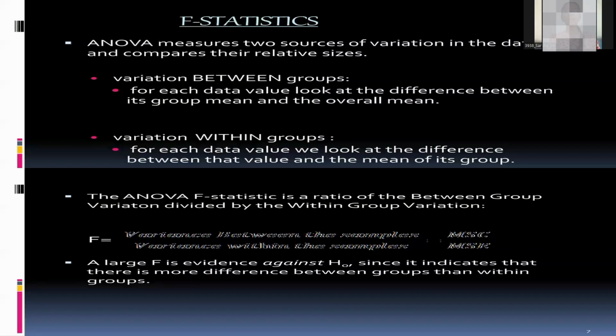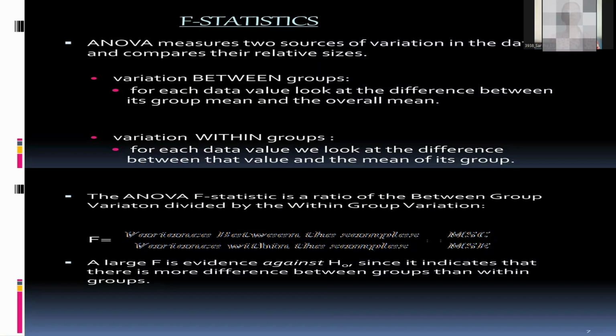F statistic. ANOVA measures two sources of variation in the data and compares their relative sizes: variation between the groups and variation within the groups. For each data value, look at the difference between its group mean and the overall mean, that is the variance between groups. When it comes to within the groups, for each data value, we look at the difference between the value and the mean of its group.